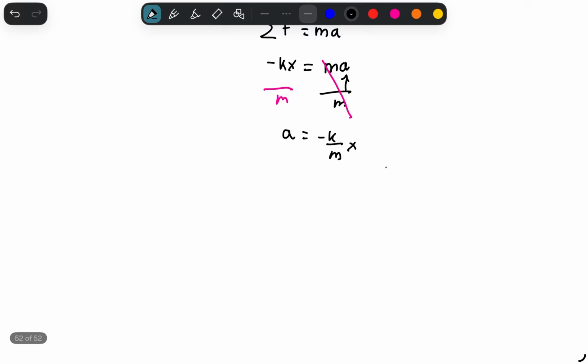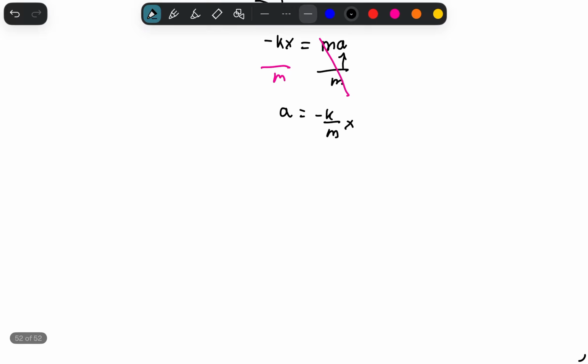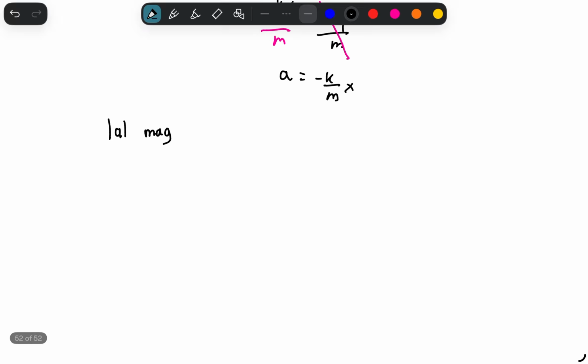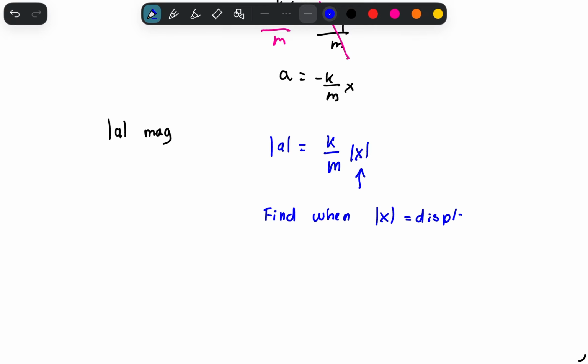So how can we find a max from here? We have to find the magnitude of a. So if we find the magnitude of a, we are just going to get rid of that negative sign essentially. So then it's going to become k over m times the magnitude of x. So we need to find when the x, aka your displacement, is the largest.